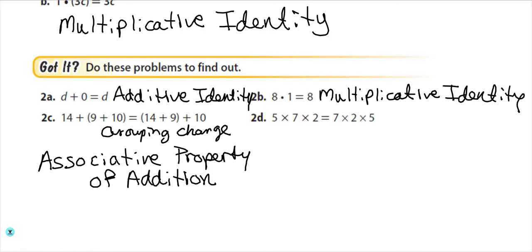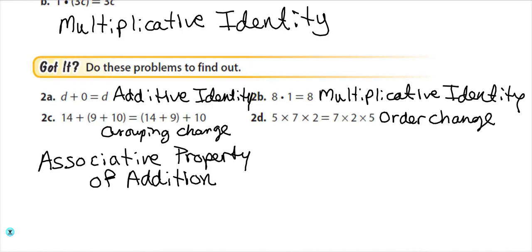All right, let's take a look at 2D. It says 5 times 7 times 2 equals 7 times 2 times 5. Okay, so did the order change? Yes, it did. It went 5, 7, 2. Now it says 7, 2, 5. So lots of things got moved around. Okay, so the order changed. There aren't any parentheses, so we know there was no grouping changes. So this one was just order change.